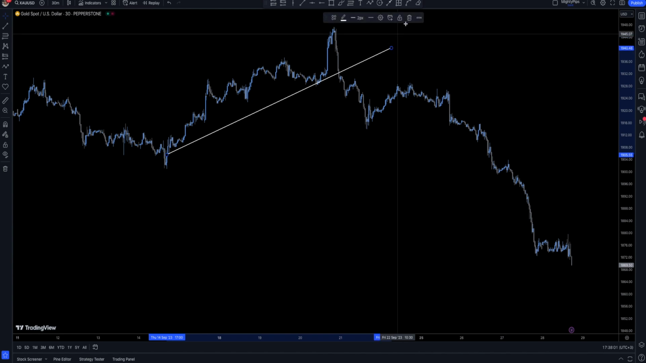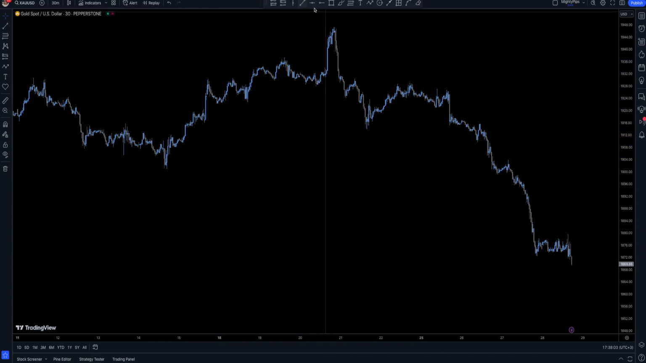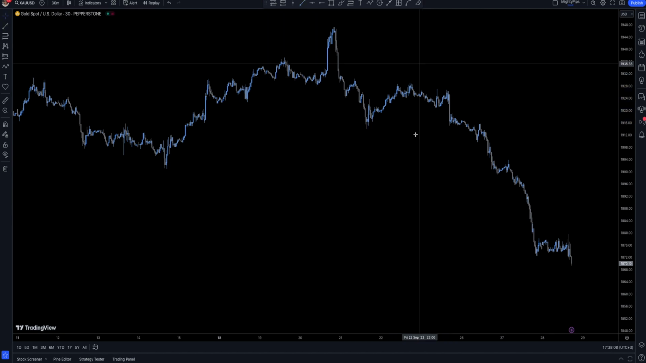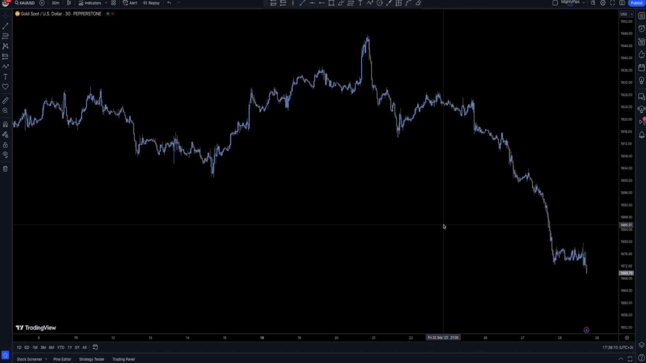But the procedure I've shown you is the most accurate one. Even here, you could trade the trend line break if you want to. But the procedure that I've shown you is the best.